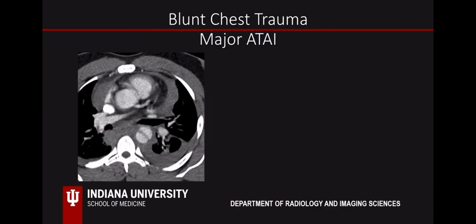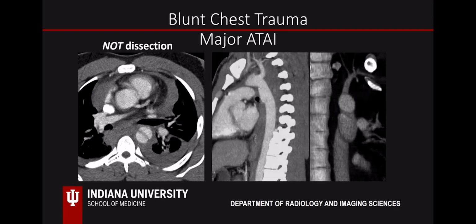Here's another image from a patient with a major aortic injury. There's an injury of the proximal descending thoracic aorta with contained rupture or pseudoaneurysm and a large amount of mediastinal hemorrhage. Again, this looks like a dissection flap, but it's not. This is contrast extending beyond the aortic wall. Here's another patient with an injury to the proximal descending thoracic aorta with pseudoaneurysm formation.